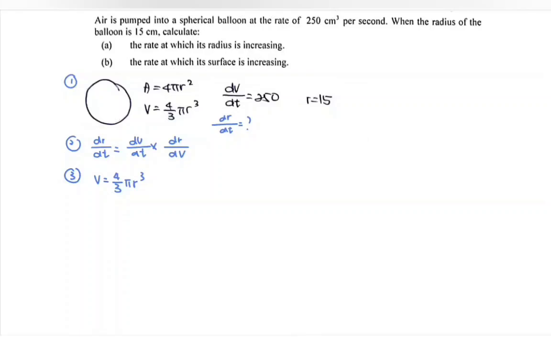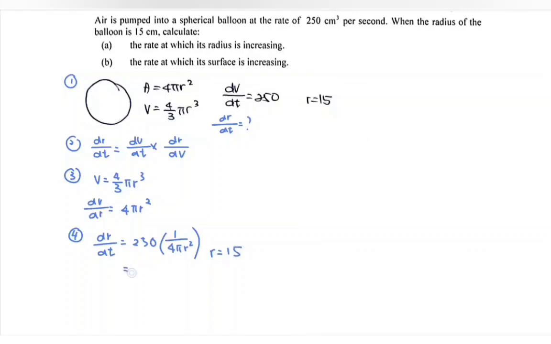So we have V in terms of r, dV/dr, then we have 4πr². Kindly substitute into the second step. So here we have step number 4: dr/dt equals the dV/dt, where we have 250, multiplied with 1 over 4πr². Substitute r equals 15.